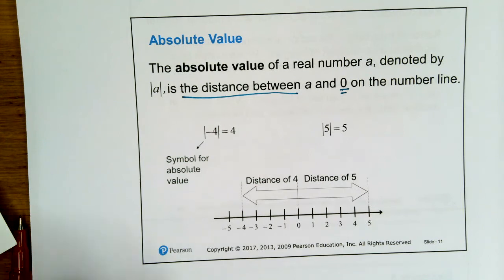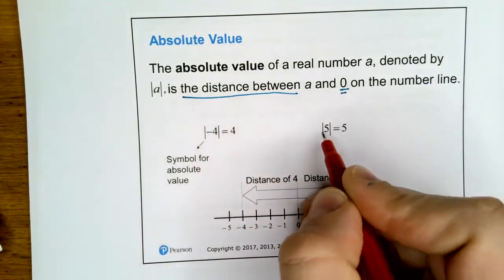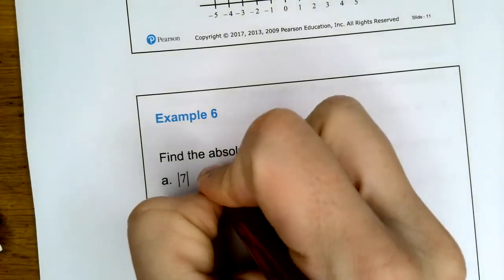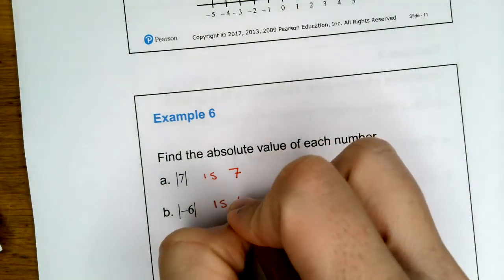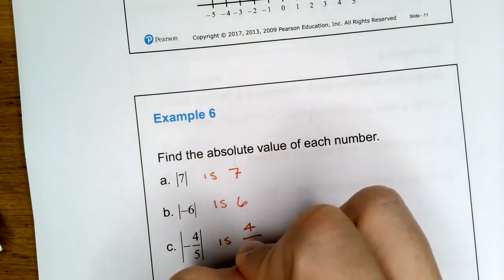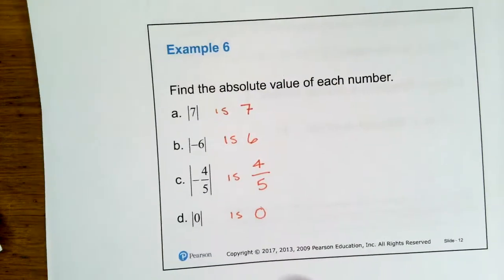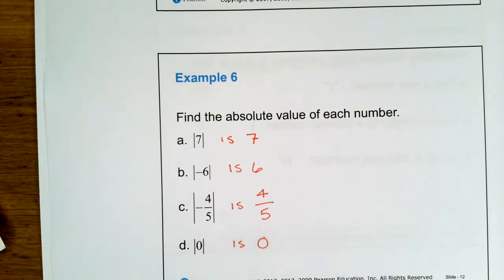So all we're saying is -4 is 4 away from 0. 5 is 5 away from 0. The absolute value of 7 is 7. The absolute value of -6 is 6. The absolute value of -4/5 is 4/5. The absolute value of 0 is 0, because 0 is 0 units away from 0.